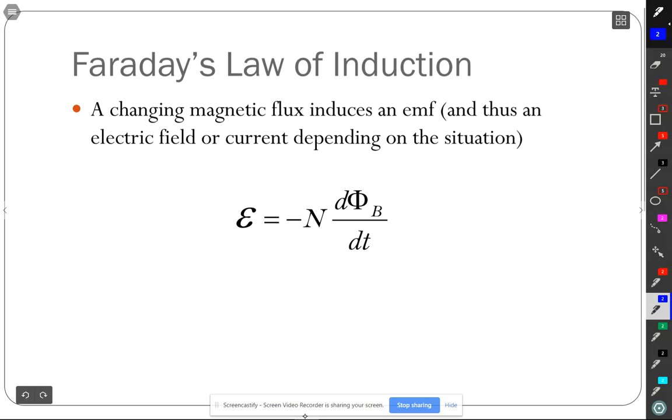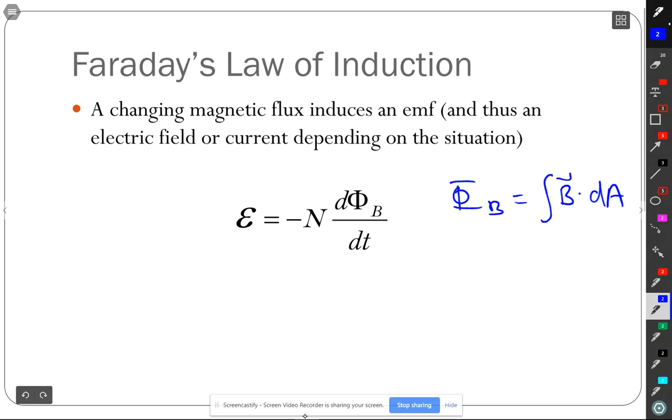So anything that changes the flux will create an EMF. What is the magnetic flux? It is a dot product. So, I want to say it's dl dot... That's actually circulation.